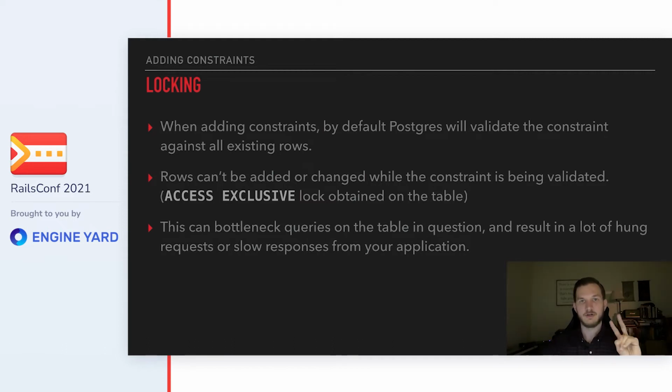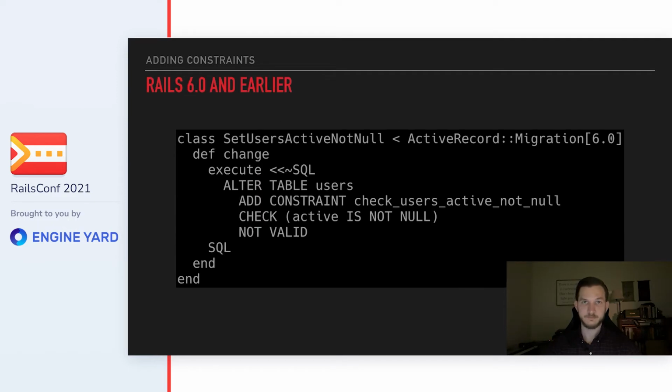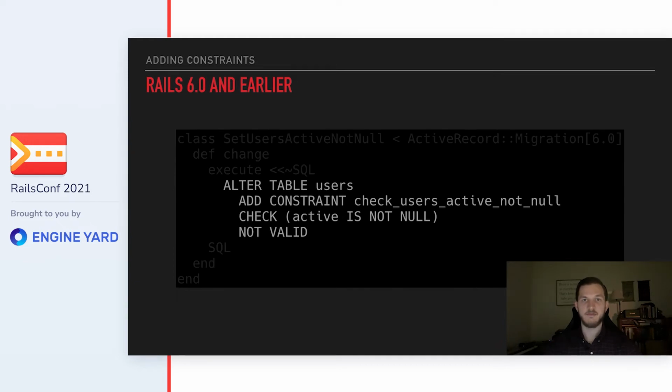Now, there are two ways to avoid this, or I should say there's one way with two DSLs. The first thing we're going to look at is the raw SQL version, and the second thing we're going to look at is the new Active Record goodness. The raw SQL version here is adding a check constraint to the table. If you're not familiar with the syntax of a check constraint, it's basically a name and a SQL clause, like you would find in a where clause, that gets enforced when rows are inserted or updated on the table in question.